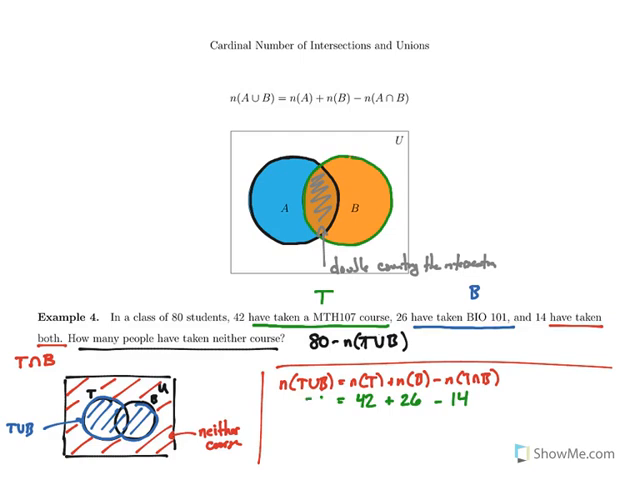54. We're subtracting. 68 minus 14 is 54. So therefore, how many people have taken neither course is going to be 80 minus 54 is 26 people.